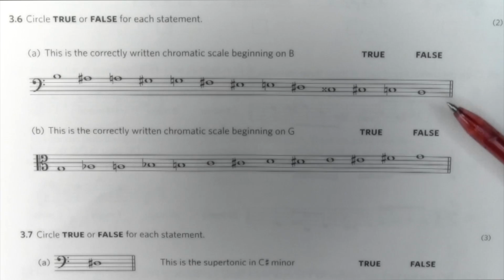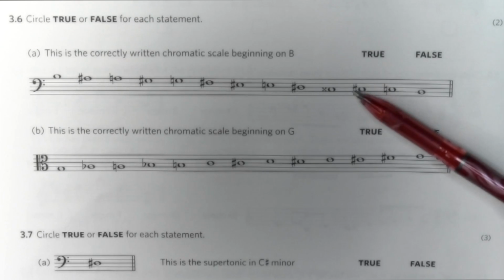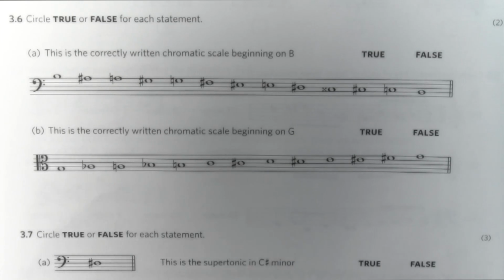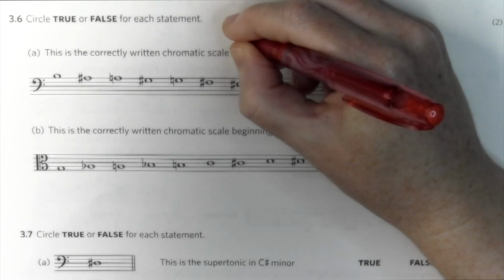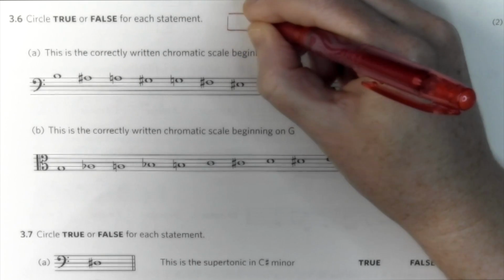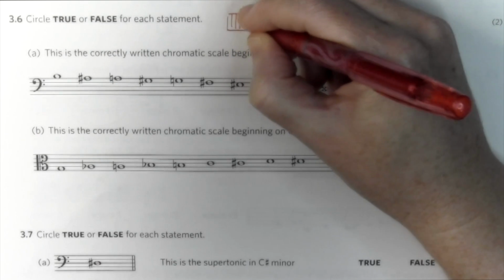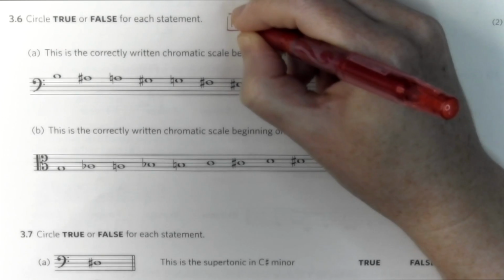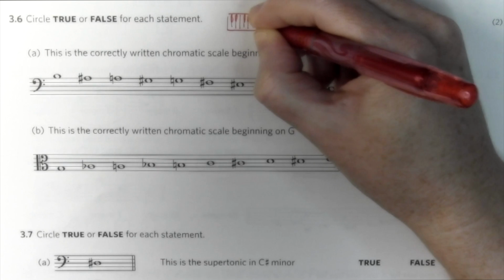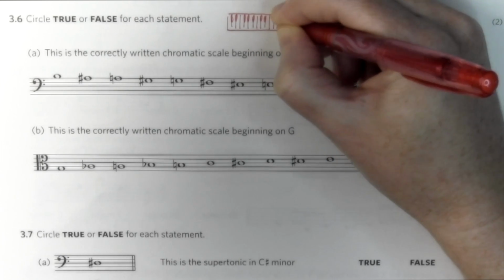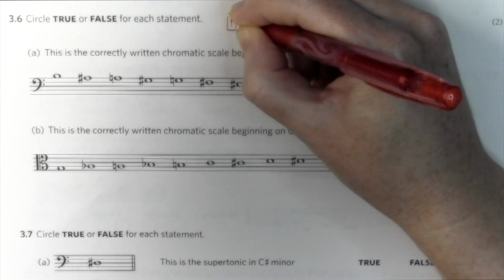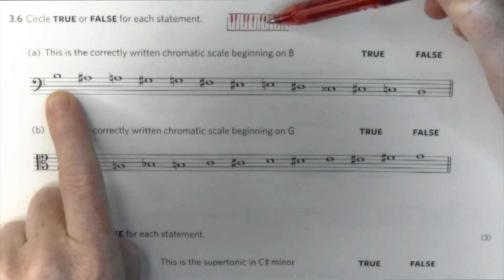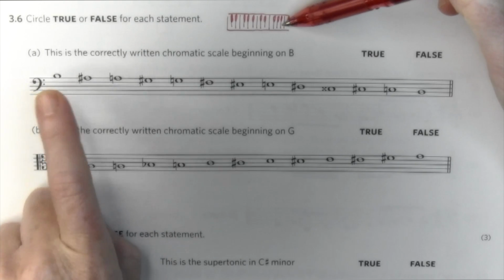Let's move on. This question asks us to circle true or false and say if the chromatic scales have been correctly or incorrectly written. Now, for this we need a long keyboard. Okie dokie. Now we just have to check.